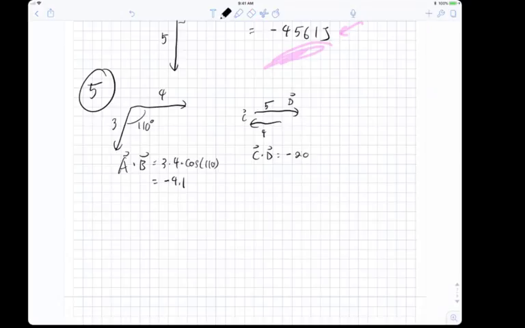And the last one, E looks like this, and F looks like this. It's 3. That's 30 degrees. And so E dot F is going to be 3 times 4 times cosine 30. 10.4. The dot product isn't just useful in calculating work, but mostly in this particular course we're going to use it to calculate the work done. All right.